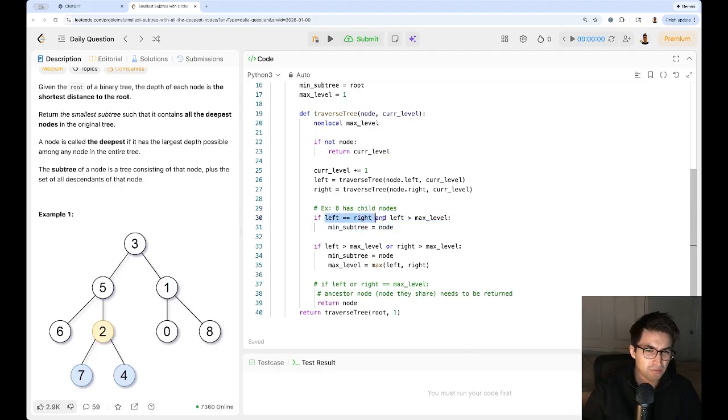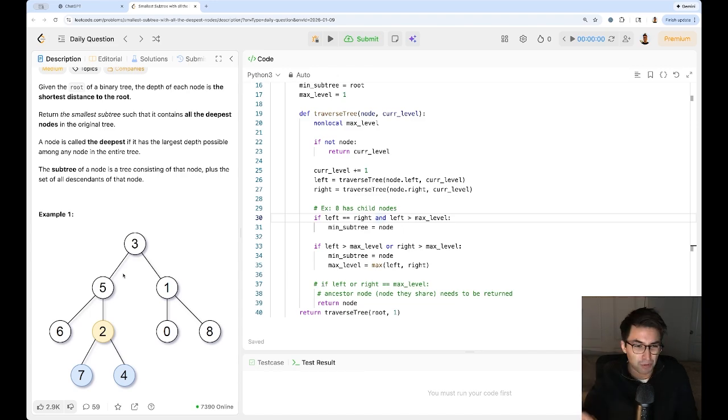This is mainly for, well, no, the logic of node 2 checking the depth of their child nodes is the same as the logic of 3 checking its child nodes.